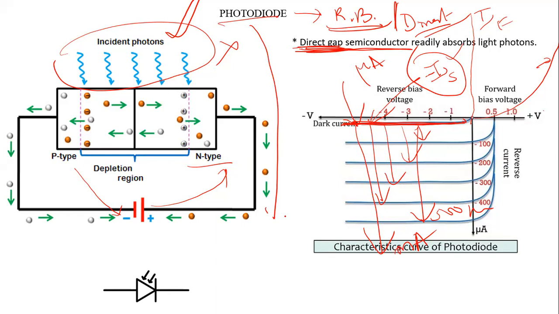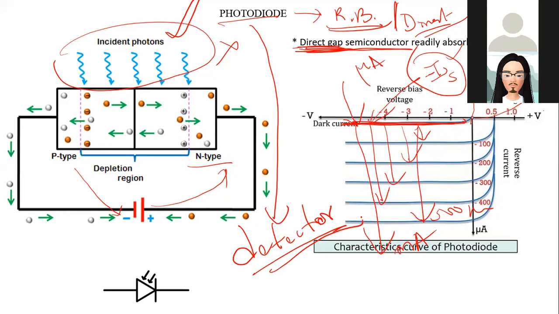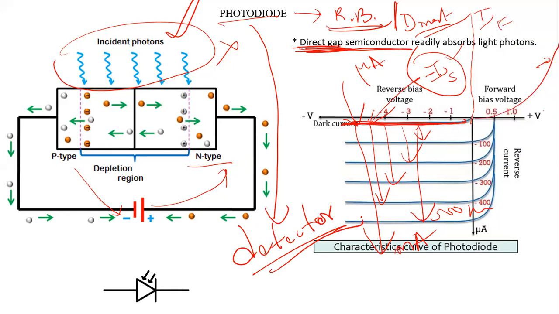Photodiodes are used as detectors in many scientific instruments, because a photodiode can absorb even a very small, very weak, very faint amount of light. Even if you have a very faint amount of light, meaning very low intensity light, this photodiode can easily detect it.